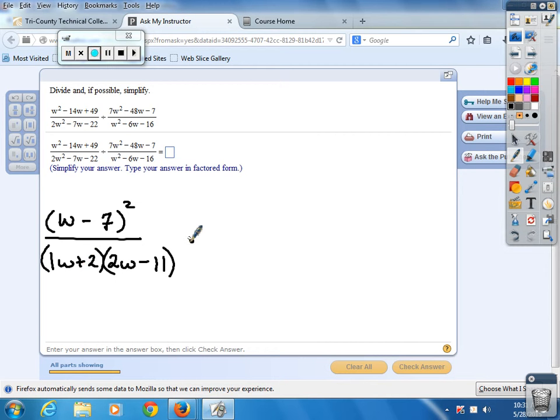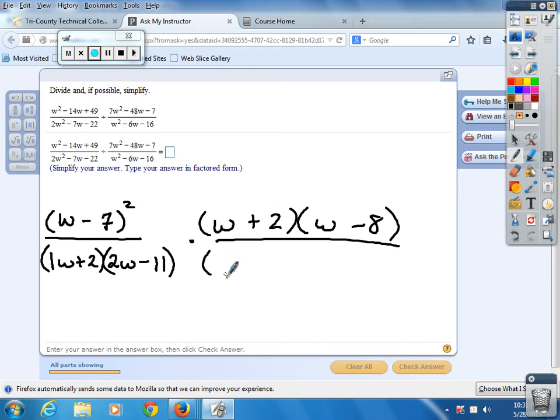Multiplied by, this one's on top. Let's see, 16 is 4. 4 times 2 is 8. So this one is reverse FOIL. And that's a what? A 4. Let's see, 2 and an 8. A negative 8 and a positive 2. And then what's this one? That one's reverse FOIL because you can't take the square root of what? 7, class. That's right.